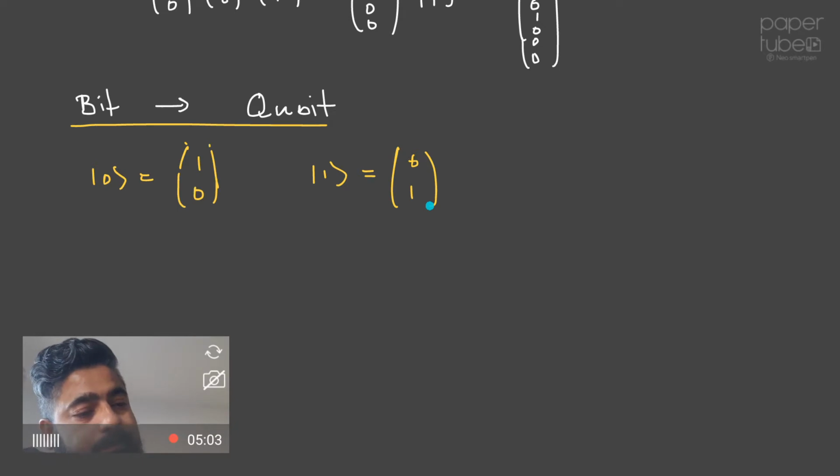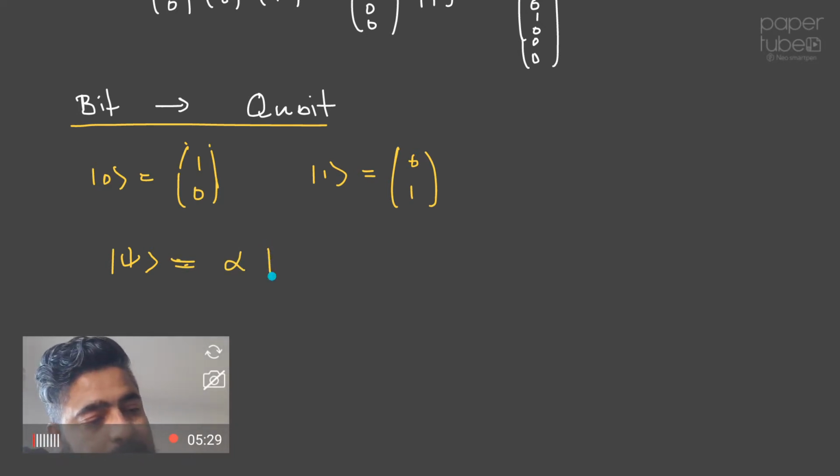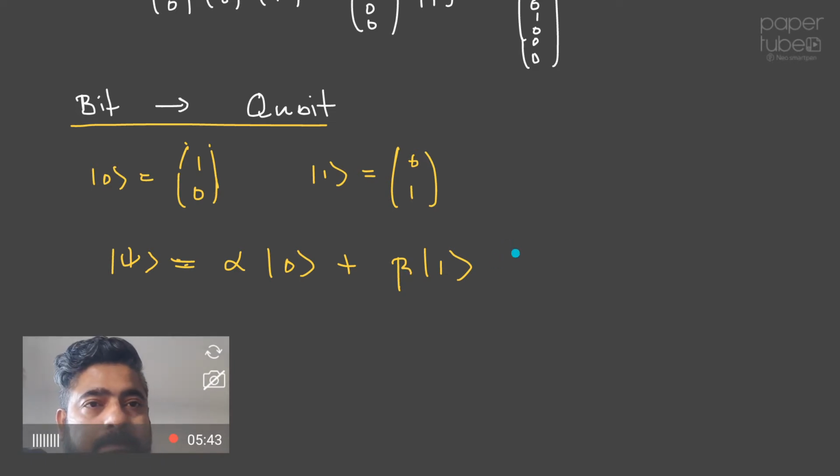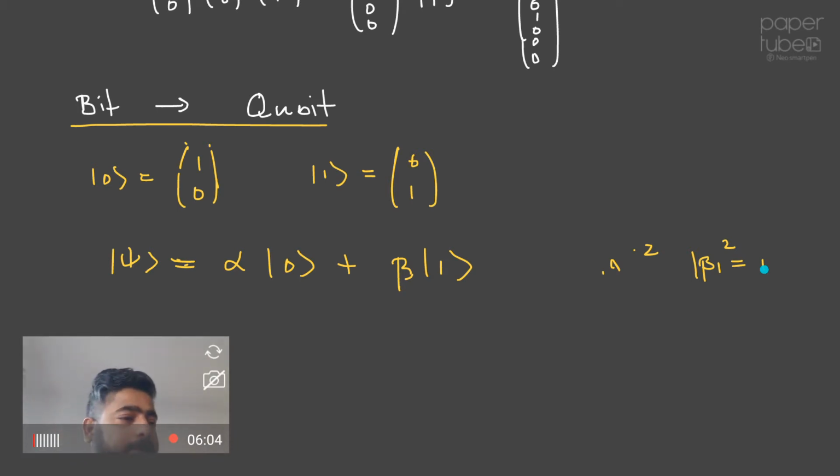And then the departure from the normal bit starts here. This is where we allow for things like quantum superposition. So a generic state of a qubit we'll write as psi equal to some number alpha times 0 plus beta times 1, with the restriction, which quantum states have, that alpha squared plus beta squared is equal to 1.